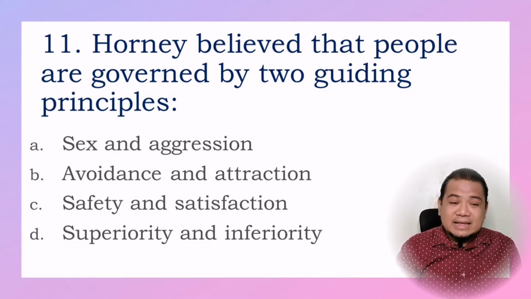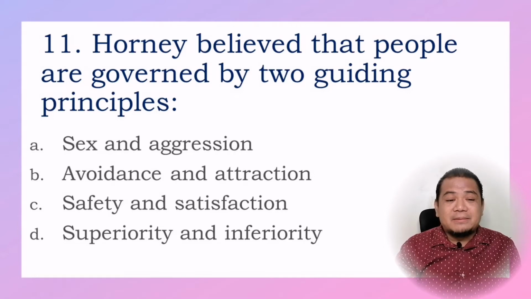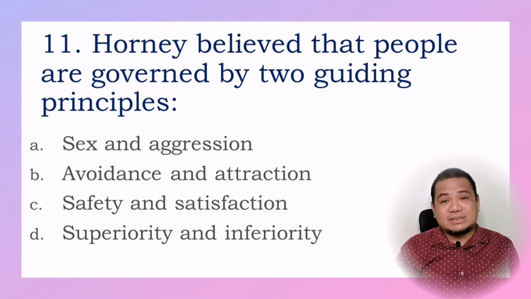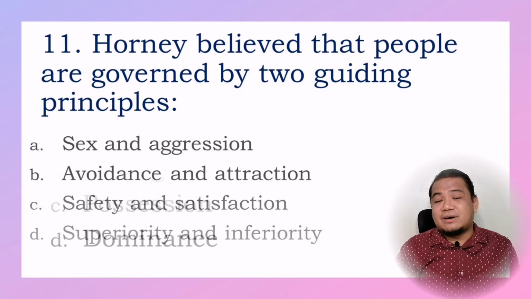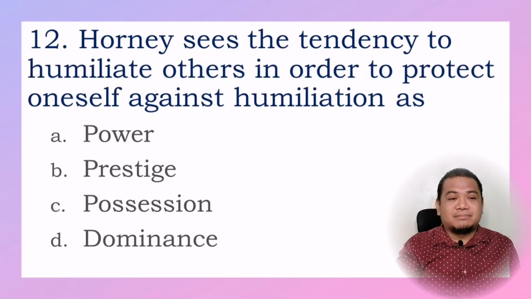Number 11. Horney believed that people are governed by two guiding principles. Is it A. Sex and aggression. B. Avoidance and attraction. C. Safety and satisfaction. Or D. Superiority and inferiority.